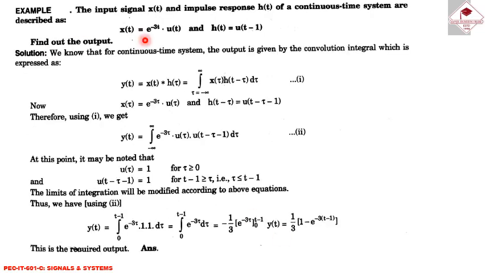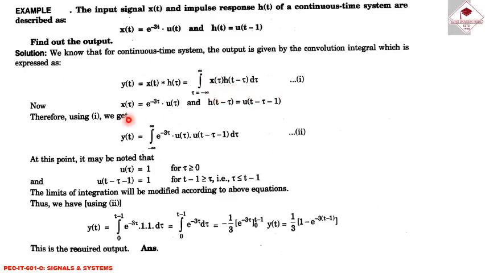Next, the input signal x(t) and impulse response h(t) of a continuous time system are x(t) = e^(-3t) u(t) and h(t) = u(t - 1). Find the output. We know that for a continuous time system, the output is given by the convolution integral, y(t) = x(t) * h(t) = integral from tau equals minus infinity to infinity of x(tau) h(t - tau) d tau.